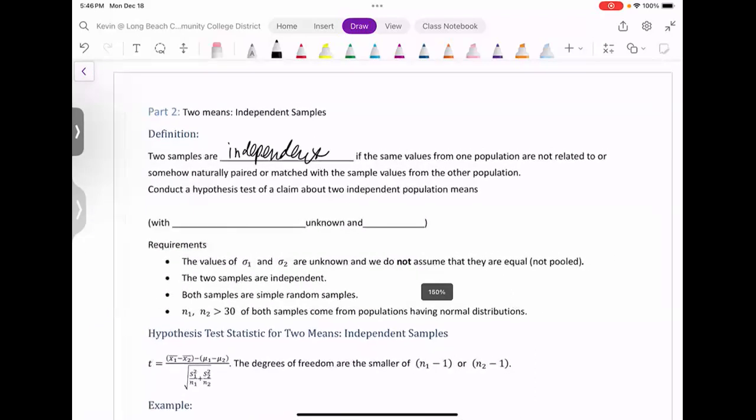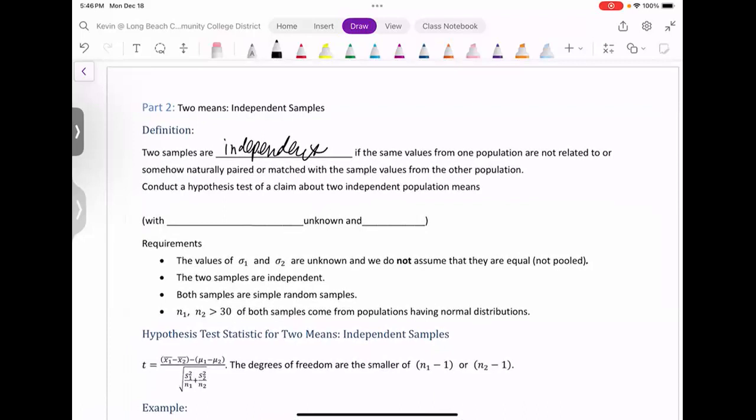If the sample values from one population are not related to, or somehow naturally paired or matched up with, sample values of another population, we conduct a hypothesis test of a claim about 2 independent population means. We are going to assume that sigma sub 1 and sigma sub 2, the 2 populations' standard deviations, are unknown.